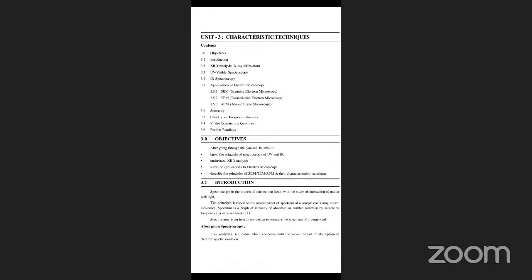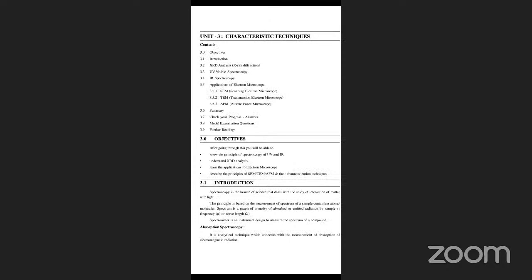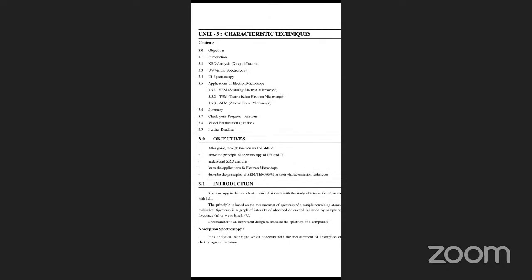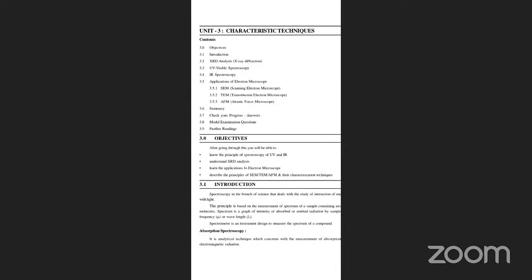Material science. Next, the third lesson is characterization techniques. Here, what we are studying: X-ray diffraction, XRD analysis, UV visible spectroscopy, IR spectroscopy, and applications of electron microscopes. SEM means scanning electron microscope, TEM, important for this lesson, means transmission electron microscope, and AFM means atomic force microscope. So what is the introduction for these characterization techniques?